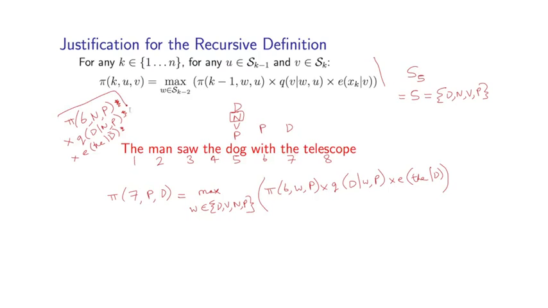So that's the highest probability for any tag sequence going through NPD, and we simply do a search over all possible tags at this previous position and take the max. And that gives us the highest probability tag sequence ending in P and D at position 6 and 7.